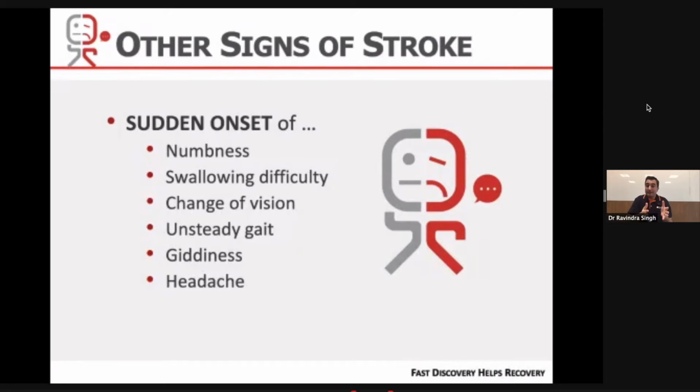Giddiness. Now, giddiness, if it's an established diagnosis of vertigo by an ear doctor specialist and you are having these attacks almost every day, it may not be stroke. But my advice will be, if there is giddiness and you think that this is really troubling you, you must seek a doctor's opinion. That's the best thing. Headache, especially the worst headache of your life, that is a sign of stroke as well. So remember, all these are also signs of stroke.